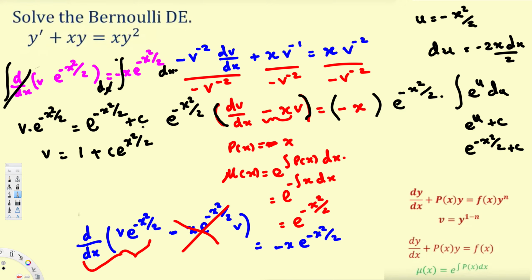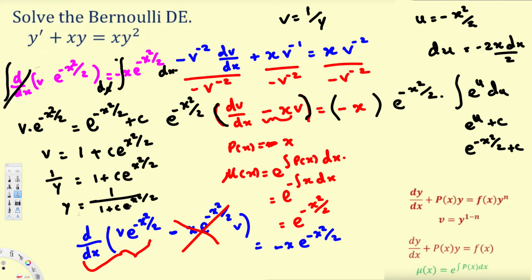And finally we had to write this one in terms of y, and we know that previously we solved it that v is equal to 1 over y, right? So instead of v, we are going to write 1 over y. So 1 over y is equal to 1 plus c e^(x²/2). Therefore y is going to be equal to 1 over (1 plus c e^(x²/2)). So this is the final answer.